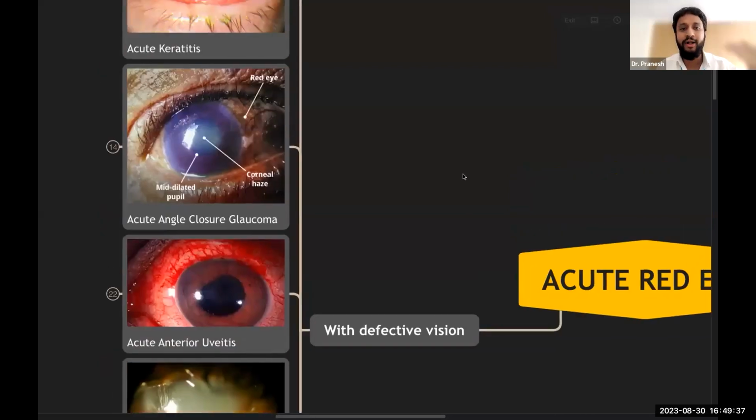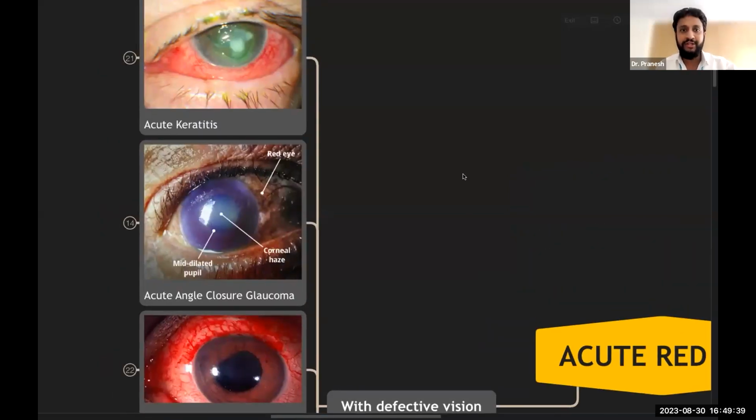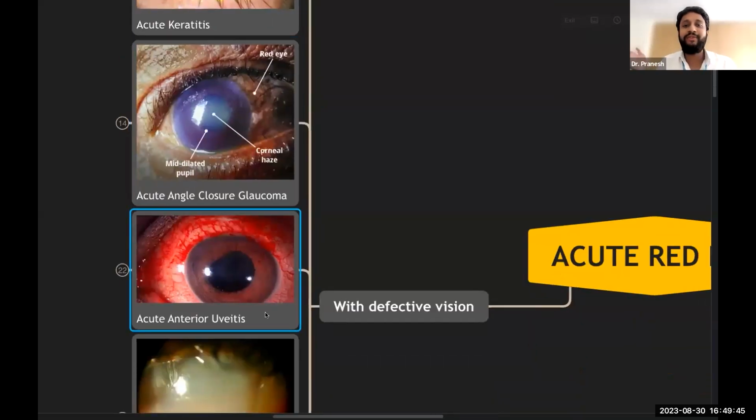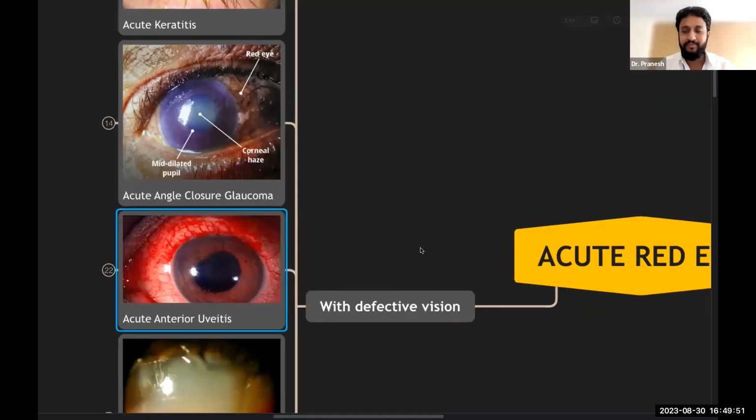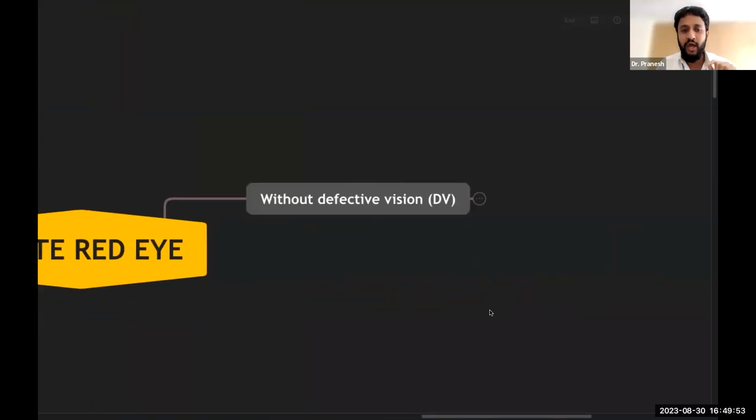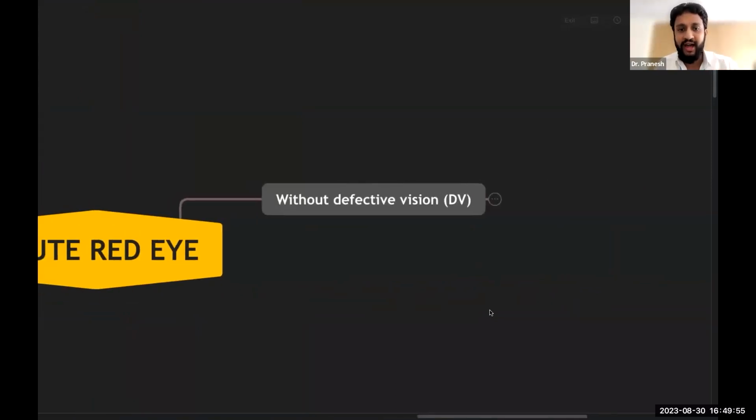You need to remember all these things, because a patient coming to you with an acute angle closure glaucoma, you might think it is an uveitis, but both are different entities. The treatments differ between these two similarly presenting conditions. Now let's touch upon this. What are the conditions with acute red eye without a blurring of vision?